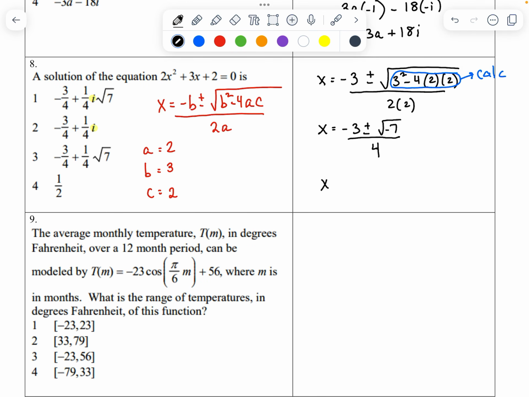Now 7, you cannot simplify. So we're going to just pull out that negative and make it an i. We're going to leave this. And a plus bi form wants us to take the bottom and split it up. So our answer is going to have a negative 3 over 4. And it says a solution, so it's just showing the plus. And it's going to have an i and a radical 7. So it's choice 1.